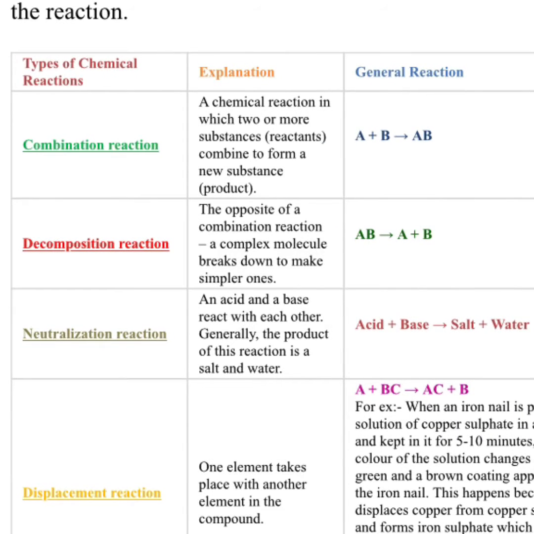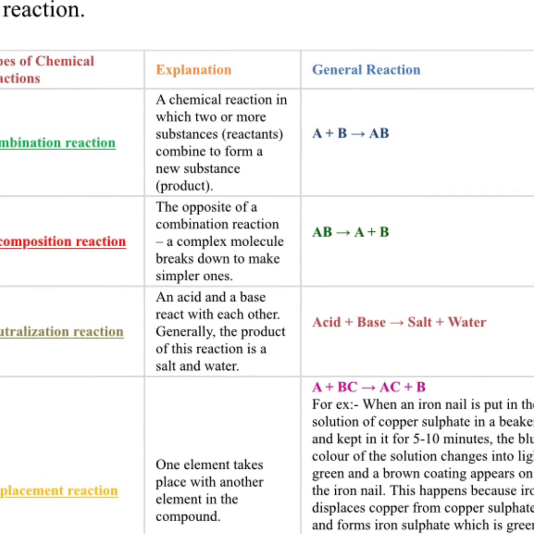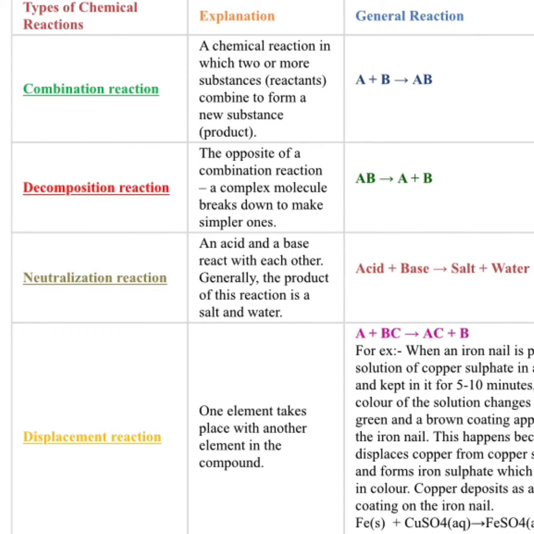Now, third reaction is neutralization reaction. You will study about neutralization reaction in chapter 4. It is a reaction in which an acid and a base react with each other. Generally, the product of this reaction is a salt and water. Acid plus base gives salt plus water. So, this is an example of a neutralization reaction.